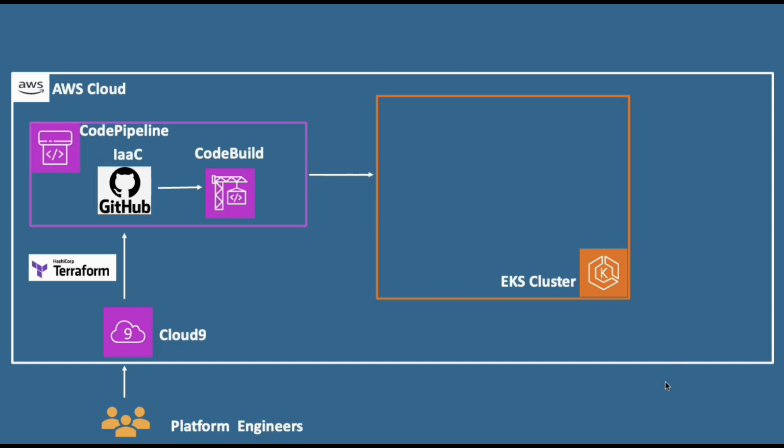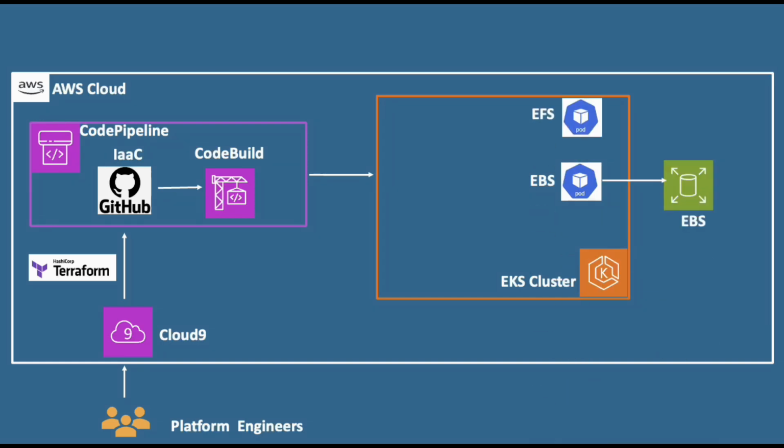So we have the EKS cluster, and then we'll deploy the EBS CSI driver, which is deployed as a deployment controller in the EKS cluster, and this will talk to the EBS service in the cloud to create the EBS-based PVs and PVCs. Then we will deploy the EFS CSI driver to create PVs and PVCs again, with the EFS service, which is in the cloud.